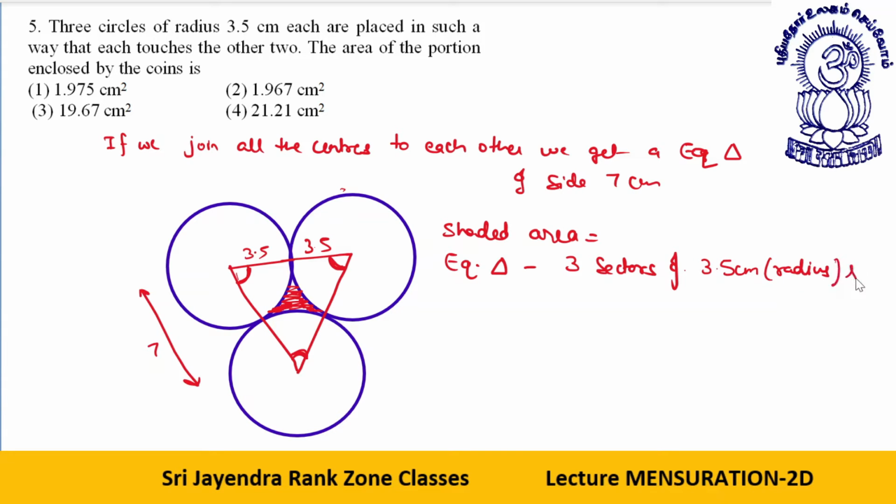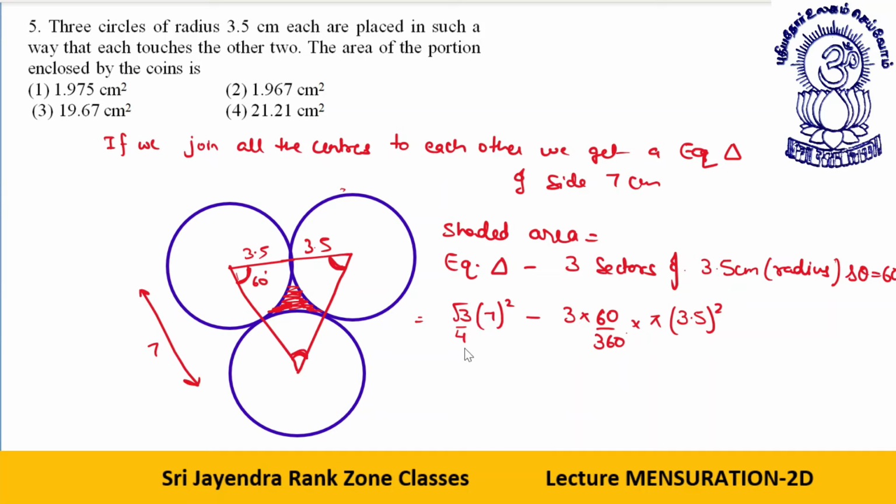3.5 centimeter radius, and theta is equal to 60 degree. All these sectors are of 60 degree. Why? Because this is an equilateral triangle. So this will be root 3 by 4 into 7 square minus 3 into 60 by 360 degree into pi into r square. R is 3.5 square.